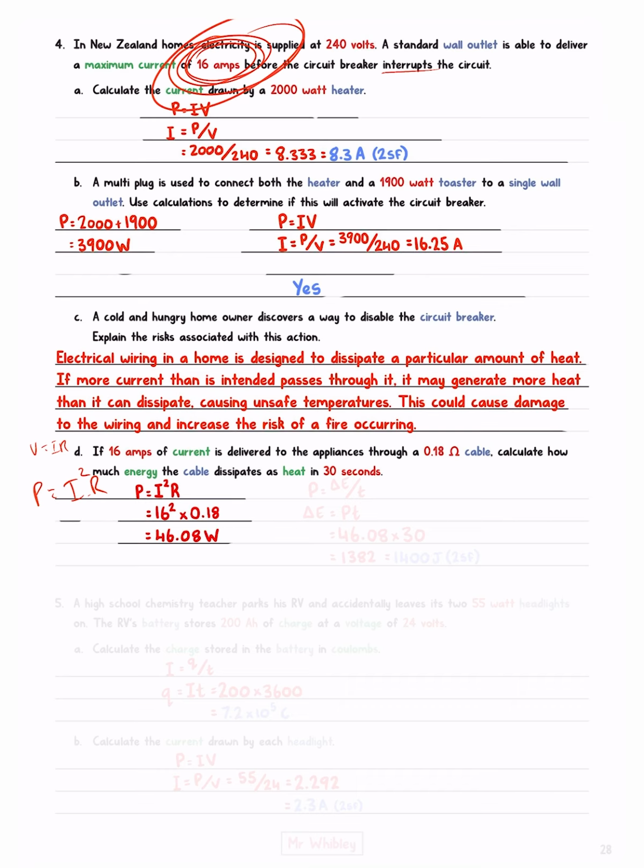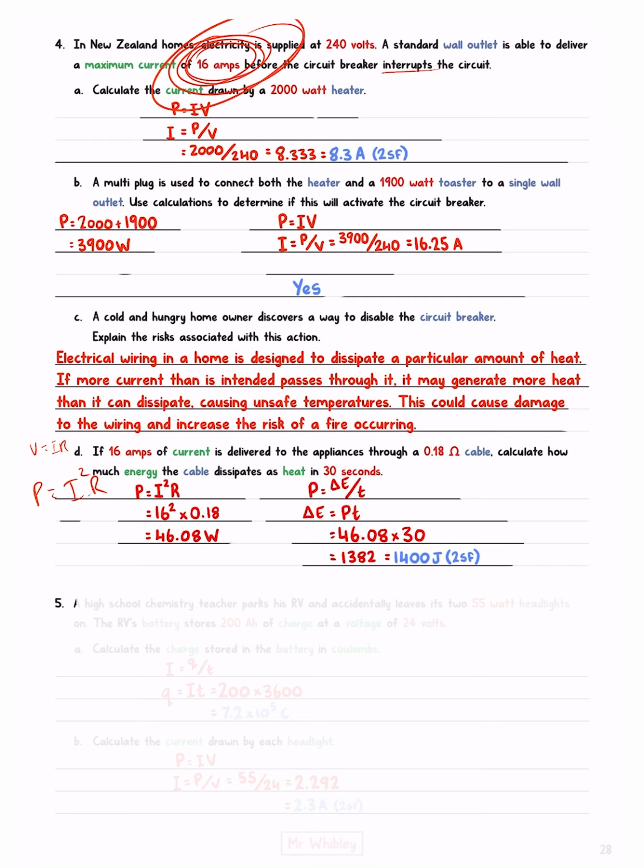And now to take this power and find our energy, we can use power equals change in energy over time, rearranging this for energy by multiplying both sides by the time, putting in our numbers, which gives me 1382 or 1400 joules to 2 significant figures.